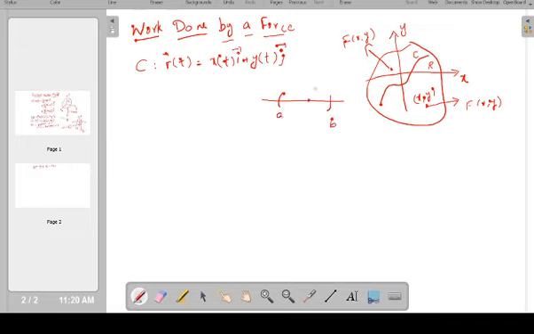So for each t here, I have r of t here. So this is what is meant by a parameterized curve. And assume that r of t is smooth. That means derivatives of x and y with respect to t of all orders exist and are continuous.